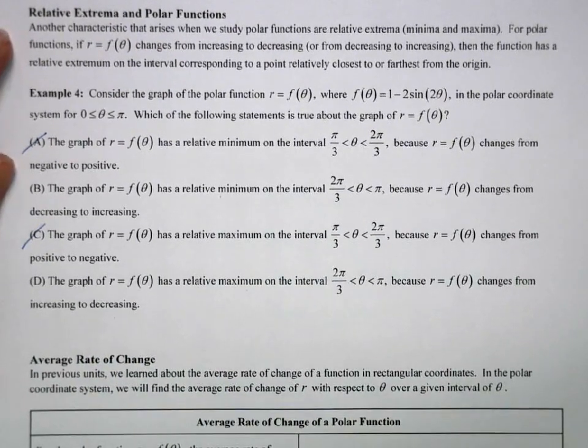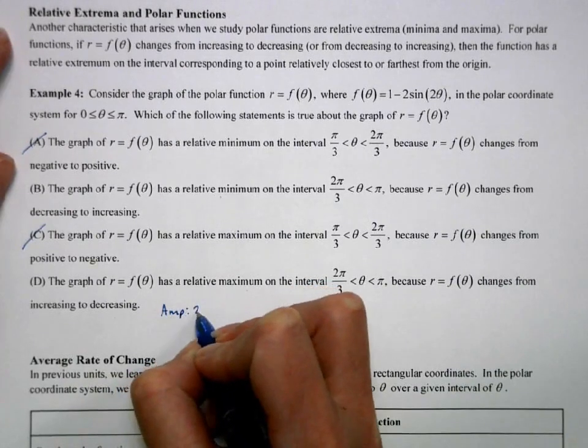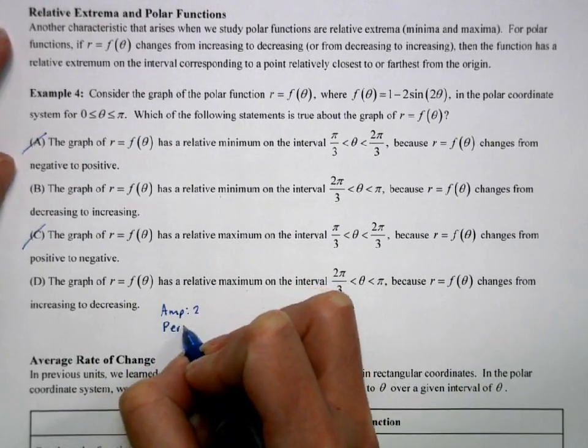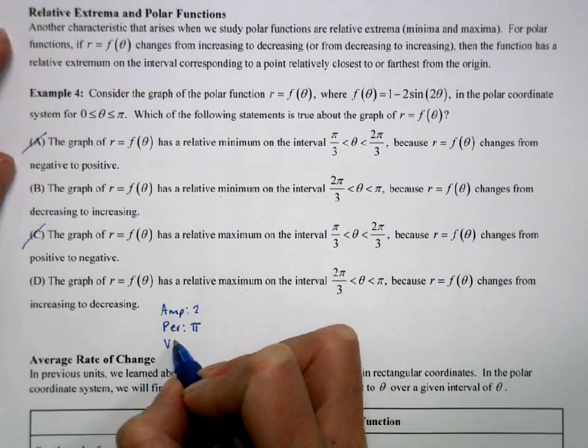So for this one, my amplitude is 2. My period is 2 pi over 2, which is pi. And I again have a vertical shift or a midline of 1.